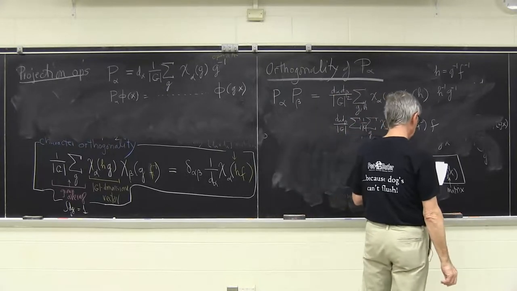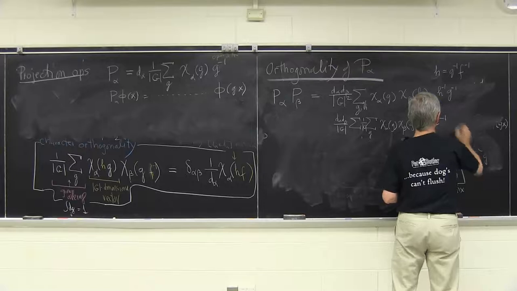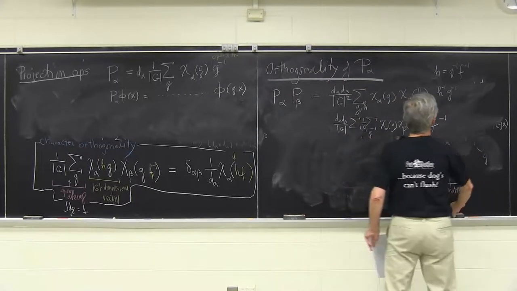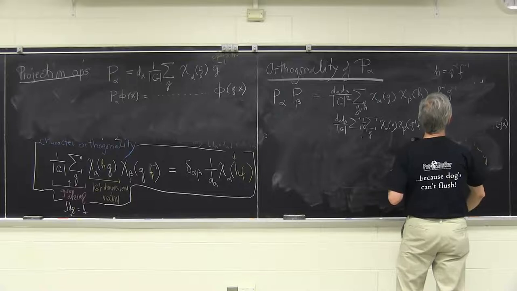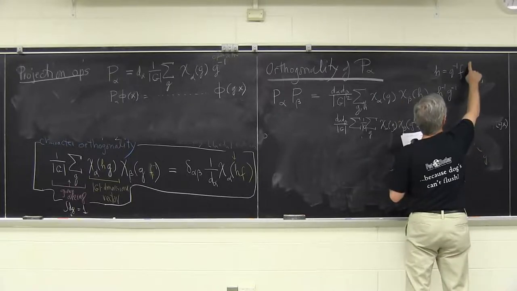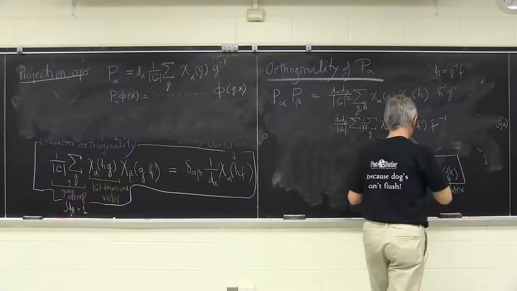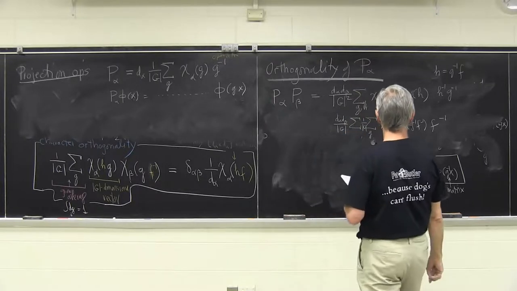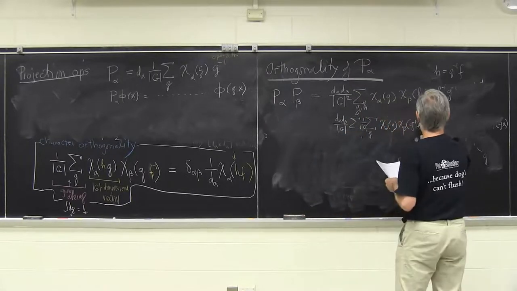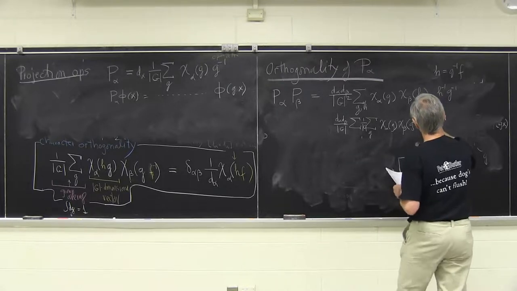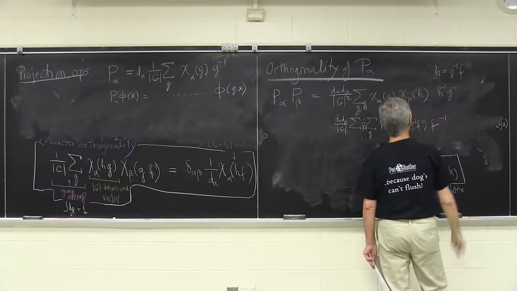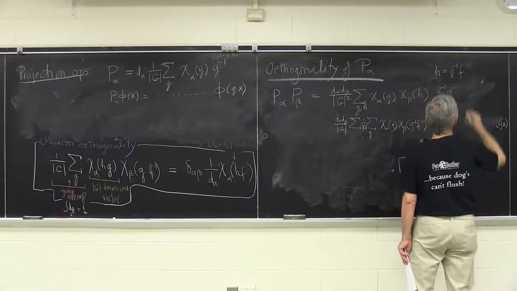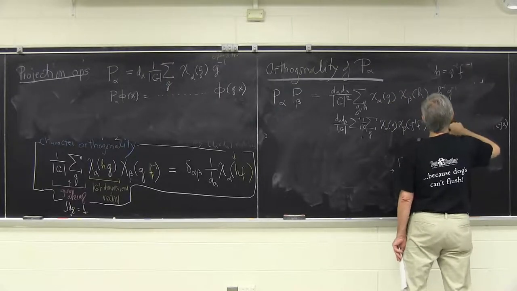I think I would like it to be F minus 1. So is this F minus 1? We need F inverse instead of F. Right here? I think so. But also inside of the xi beta. Yeah. I don't like it, but let me just put minus one and see what happens.